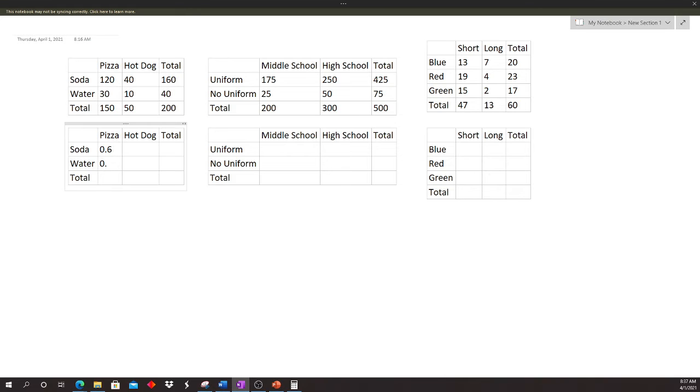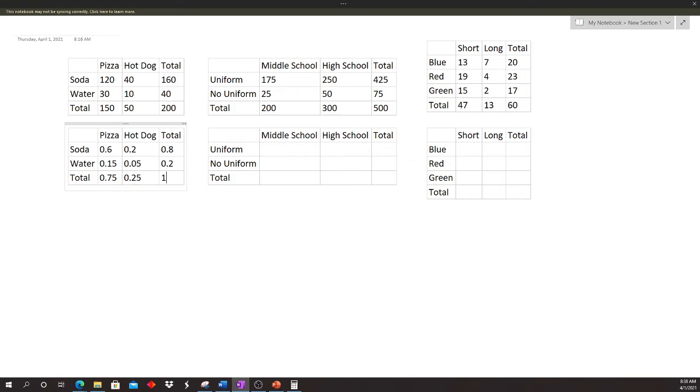Again, using the calculator, so 30 divided by 200, 150 divided by 200, 40 divided by 200, 10 divided by 200, 50 divided by 200, 160 divided by 200, 40 divided by 200, and 200 divided by 200.